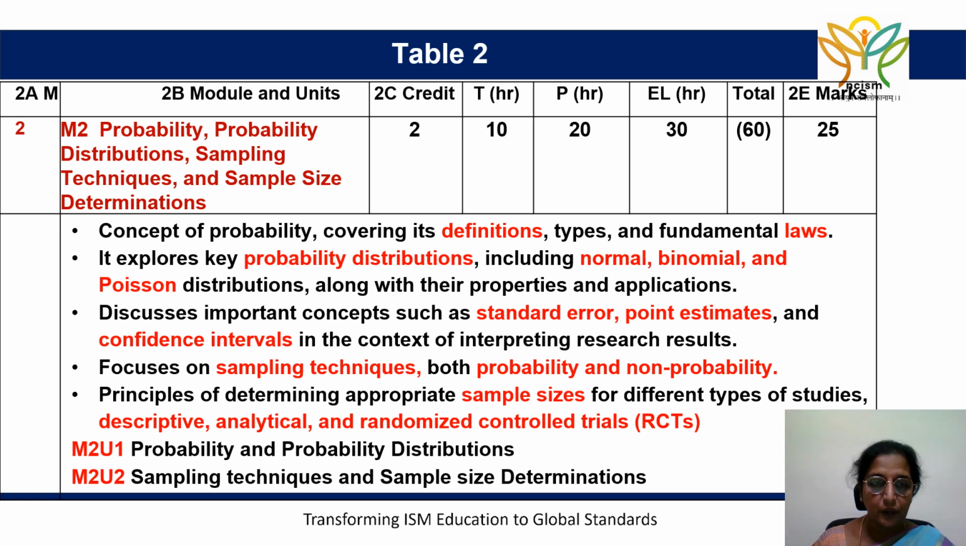You must be able to explore probability distributions and understand normal, binomial, and Poisson distribution along with their properties and applications. The student must understand the concept of standard error, point estimates, and confidence intervals in the context of interpreting research results. Should also understand sampling techniques, both probability and non-probability, and must be able to determine appropriate sample size for different types of studies, descriptive, analytical, and randomized controlled trials.